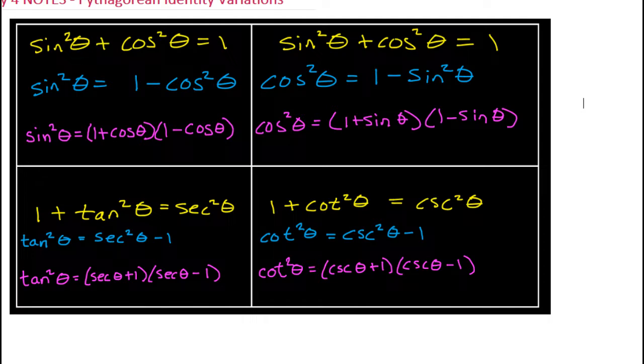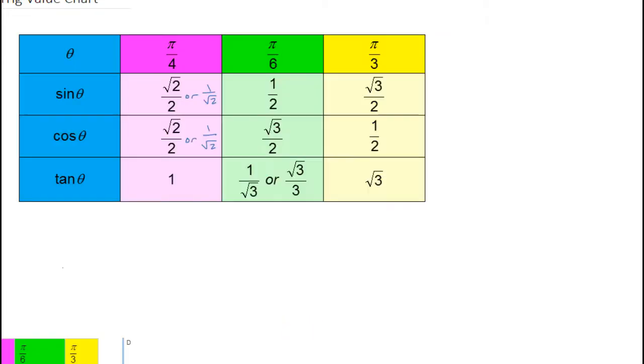Make sure you know these Pythagorean identities by heart. Be able to take a sheet of scratch paper and write all of these down exactly the way they look. Also make sure that you've memorized these facts.